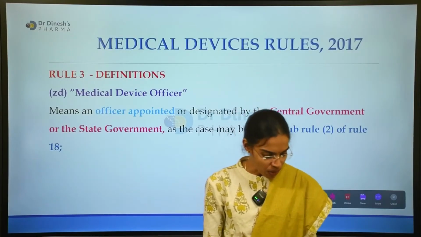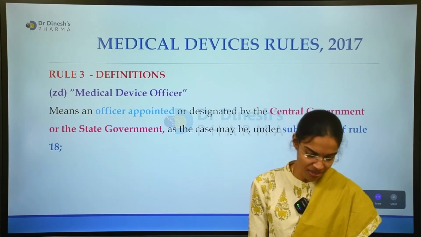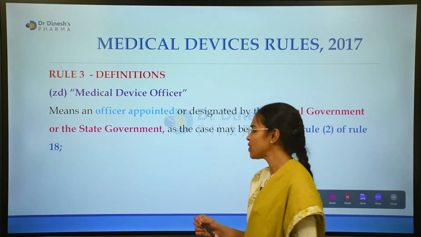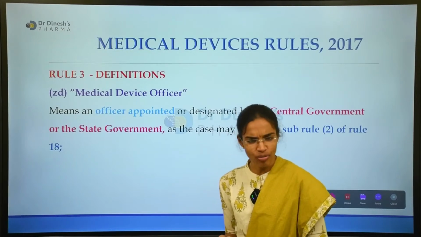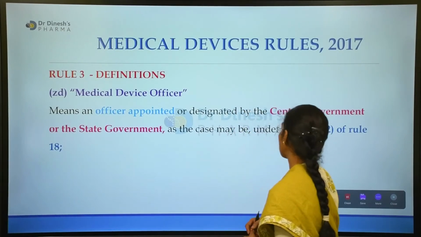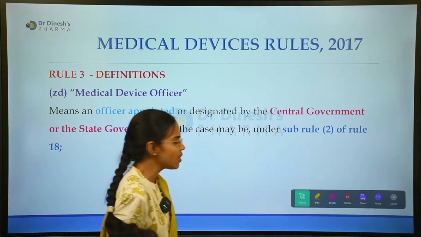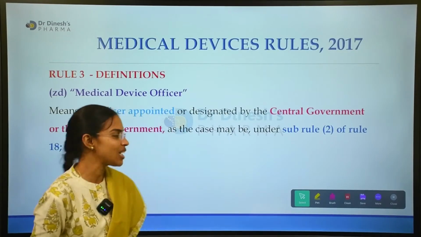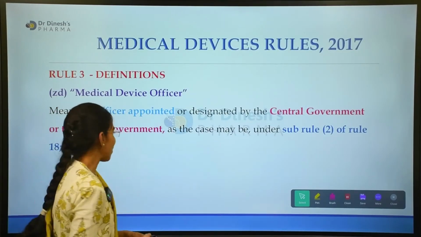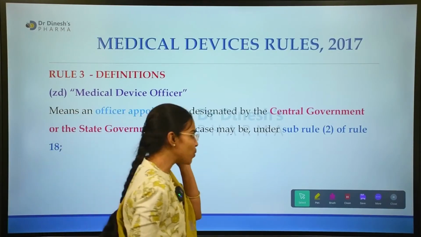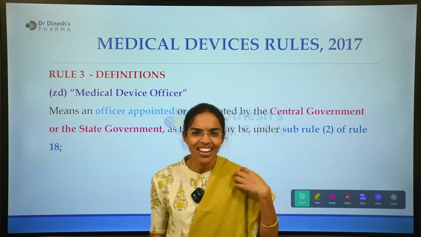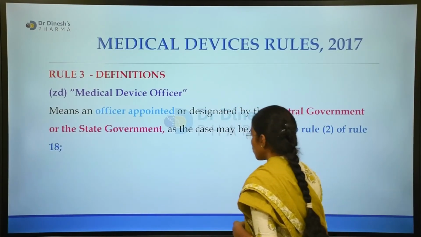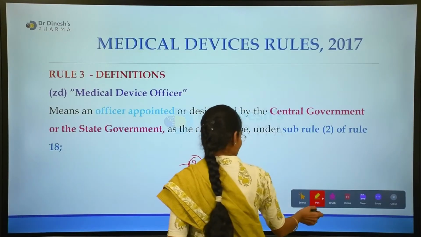Okay, the next is about the medical device officer. ZD is a medical device officer. So who is called a medical device officer? Any officer appointed or designated by the central or state government under sub-rule 2 of Rule 18. So what is sub-rule 2 under Rule 18?